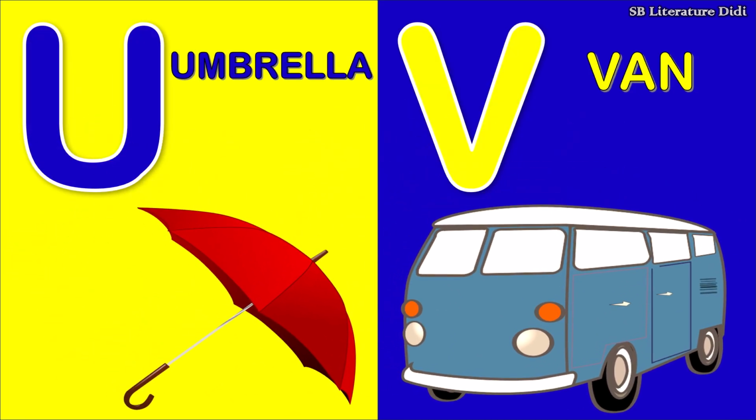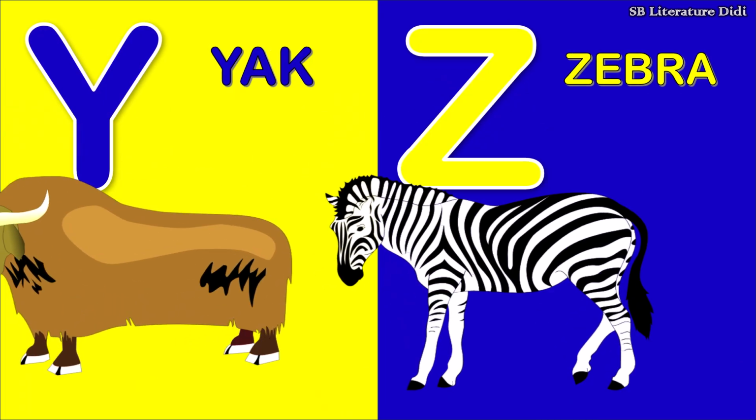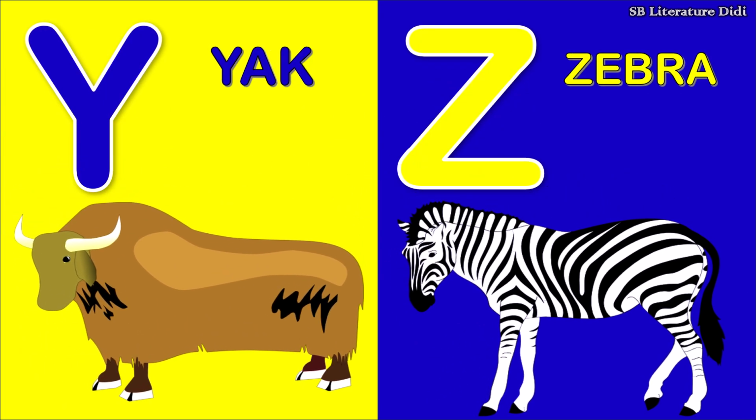U for umbrella. V for van. W for watermelon. X for X-ray. Y for yak. Z for zebra.